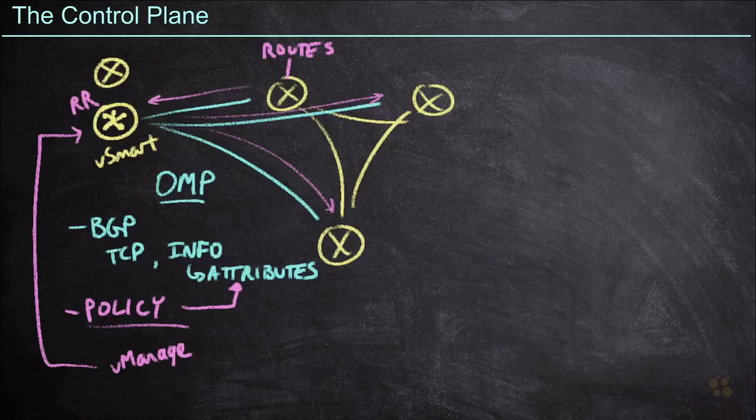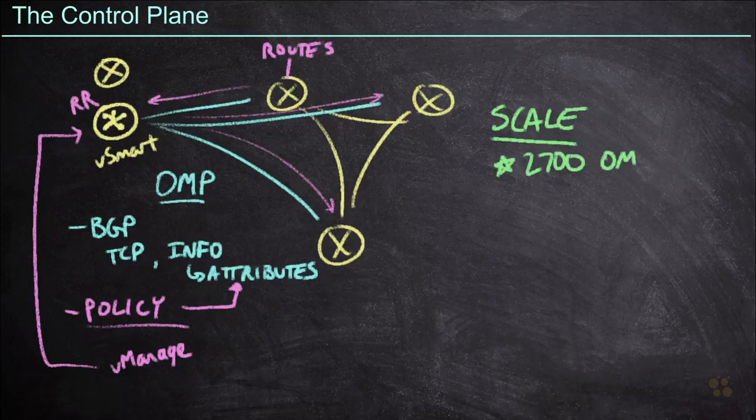Now when we're doing our network designs, we want to consider the fact that the vSmart can scale. And what I mean by that is we can deploy multiple vSmarts depending on the size of our network. Specifically, each vSmart can support up to 2,700 OMP relationships, and each vSmart can support up to 256,000 routes.